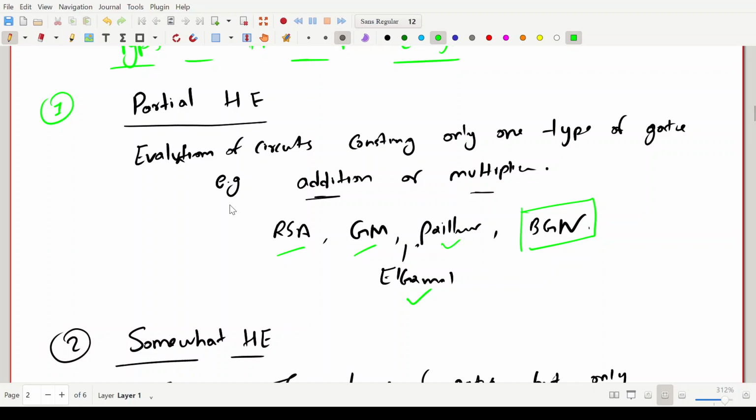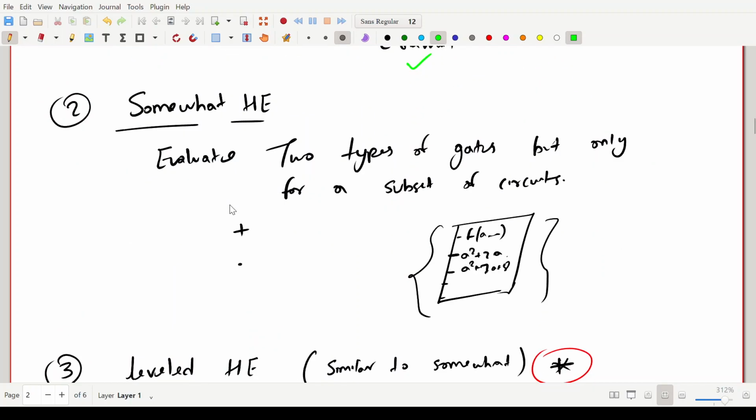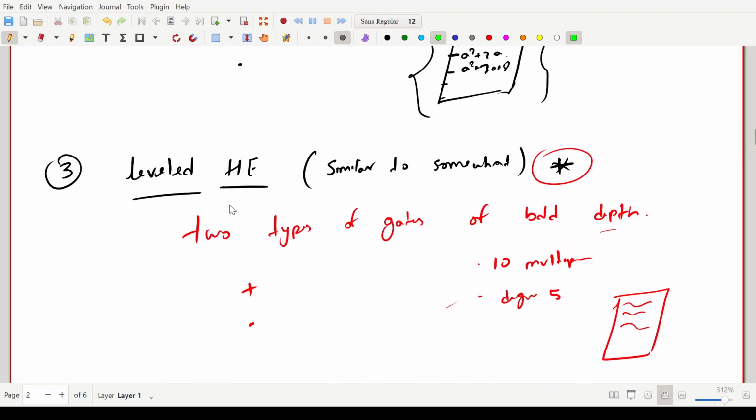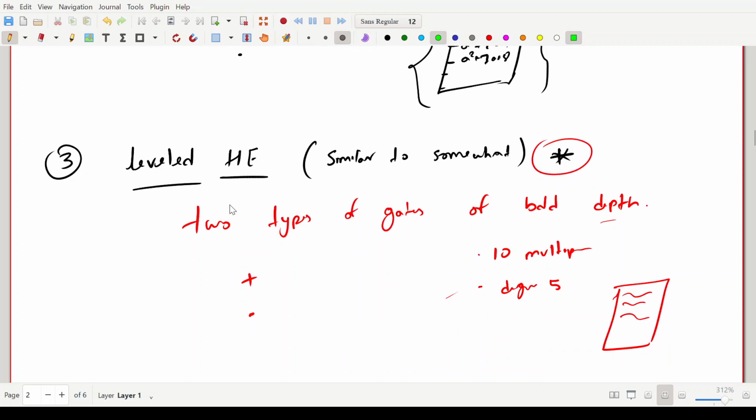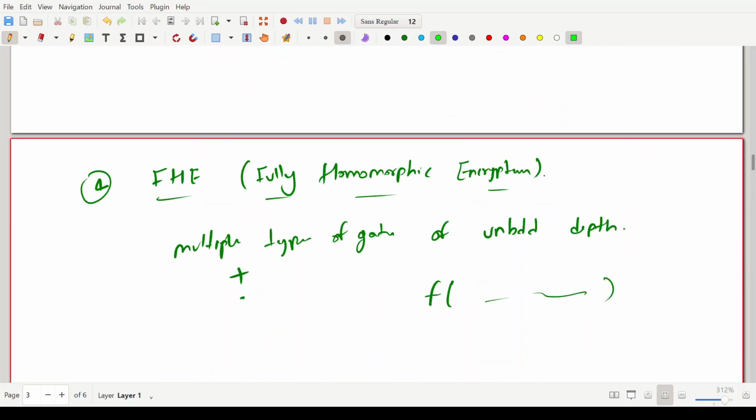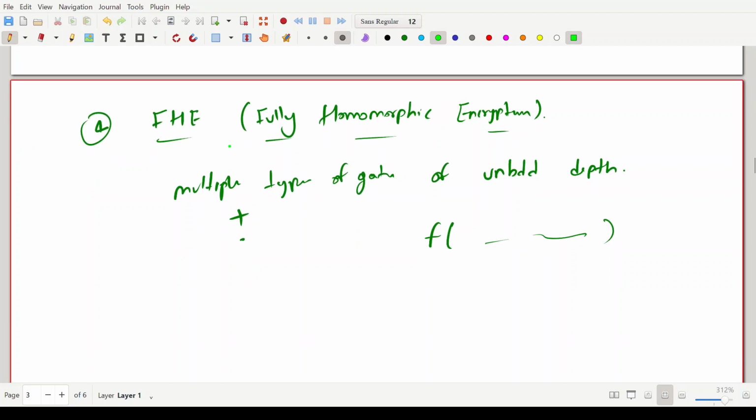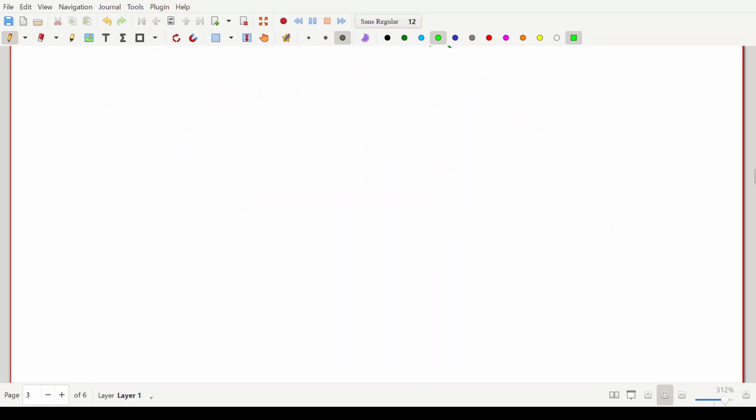And what is somewhat homomorphic encryption? As I told you, you can evaluate two types of gate, but only for a subset of circuits. In the case of leveled homomorphic, two types of gate of bounded depth. What is bounded depth? For example, suppose I am saying degree phi, so all polynomials of degree phi can be solved. This was the example. And what is fully homomorphic encryption? You can do any type of gate, multiplication, addition, or anything of unbounded depth. Give me any circuit and I can solve it with this. This is what FHE is.